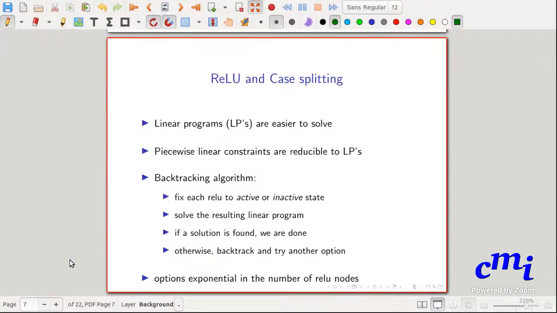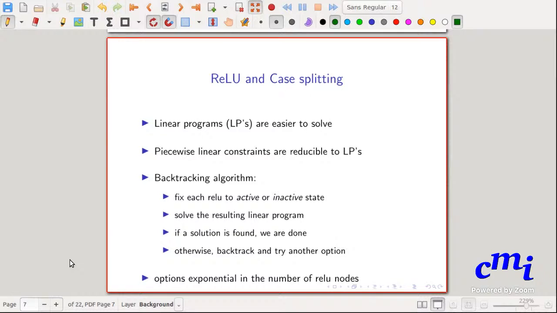Okay, so where is this motivation coming from to use simplex? The motivation comes because linear programs are easier to solve, and piecewise linear constraints are reducible to LPs. Okay, and ReLU is piecewise linear. This activation function is piecewise linear. And therefore, we will try to use simplex as a technique to do this.